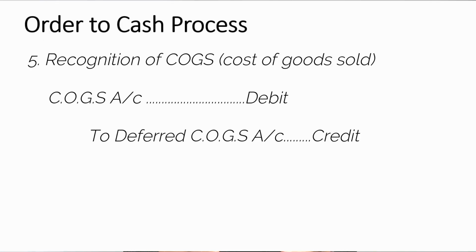So for that, there will be a journal entry called cost of goods sold account debit to deferred cost of goods sold credit. So this will be my fifth step. Now once the recognition of cost of goods sold is done, then I can make a journal entry for receipt. Now the receipting journal entry will be done when we receive amount from the customer on due date.